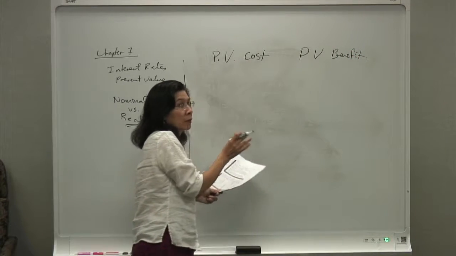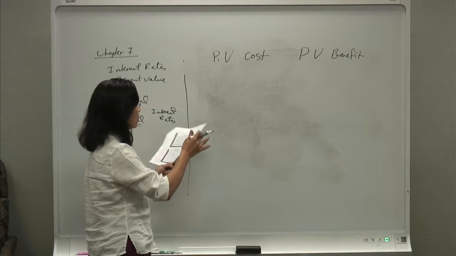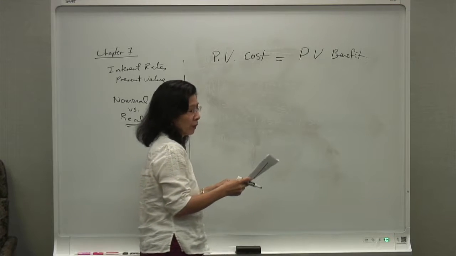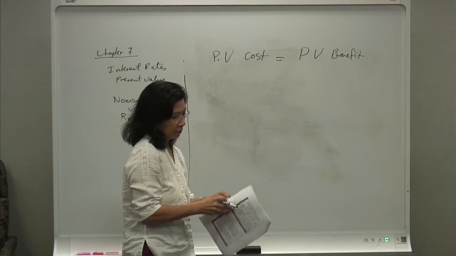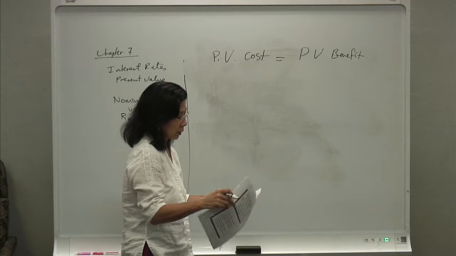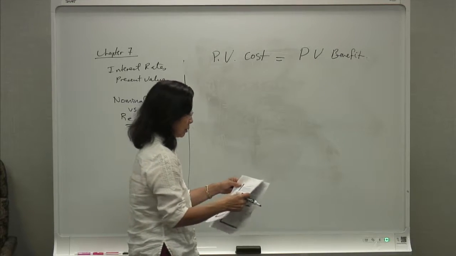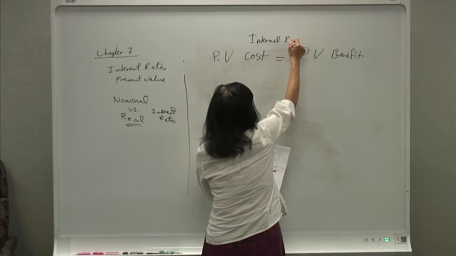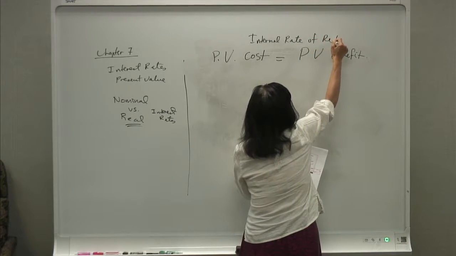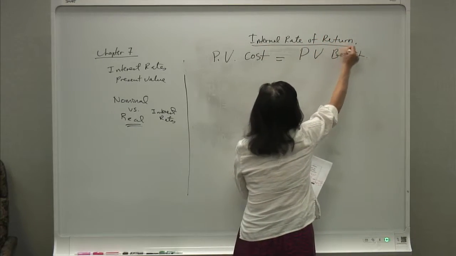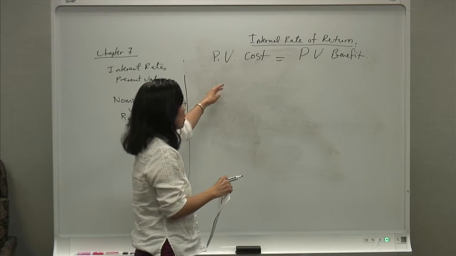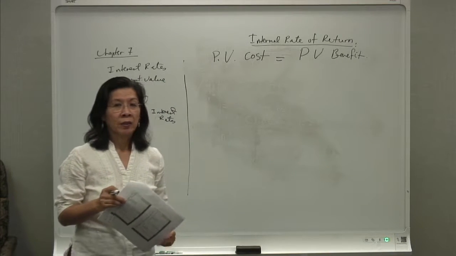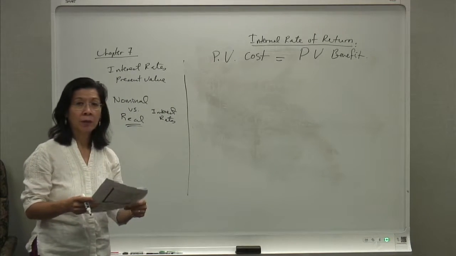So we want to look at these two values and see how they compare. And if they're equal, there's a term for it in your book. That basically means you break even to some extent. That's called internal rate of return. It is when the present value of the cost of doing business is exactly equal to the present value of the benefit of doing that business that you have.